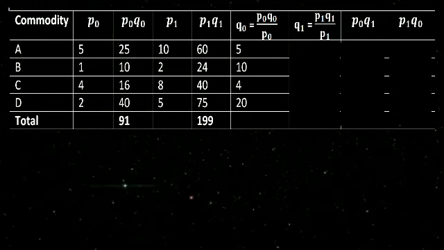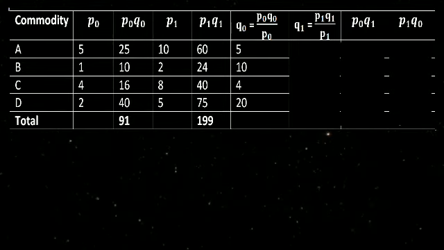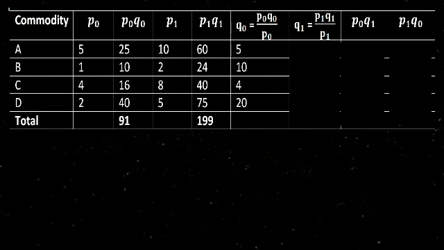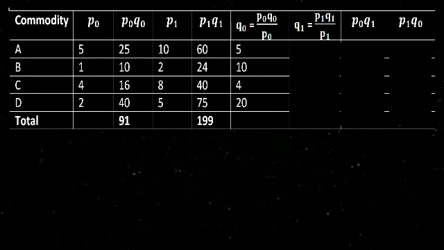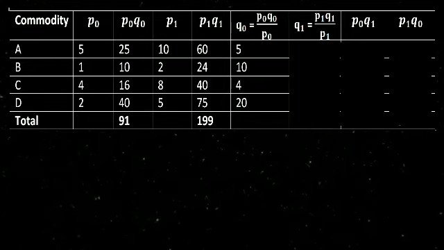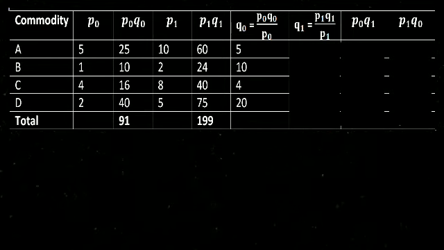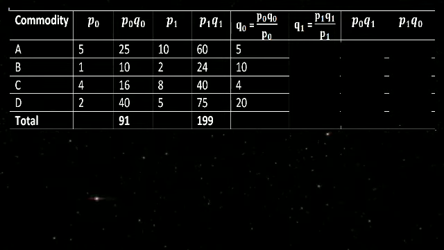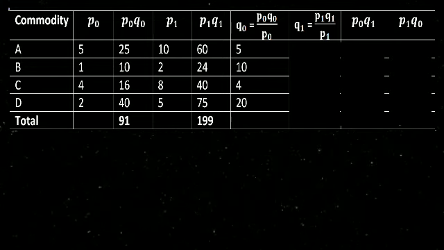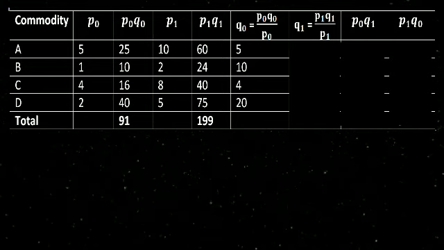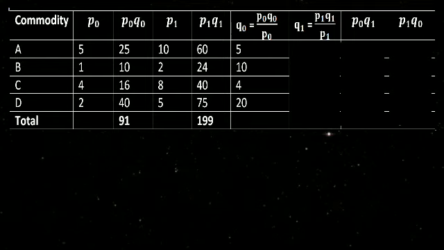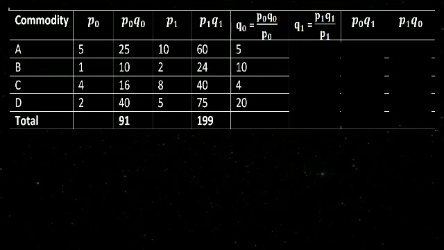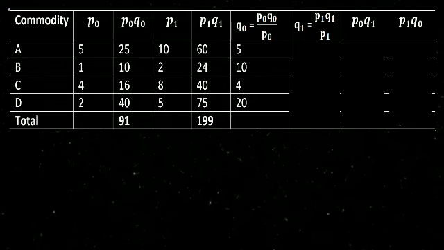Now the next step, we should compute the quantities for the base year and the current year. As you all know, expenditure is equal to the product of price into quantity. Here price values are given, so you should compute the quantity value. So quantity equal to expenditure divided by price. For base year, Q naught equal to P naught Q naught divided by P naught, and for the current year, Q1 equal to P1 Q1 divided by P1. So include these two columns to find the quantity values for both base and the current year.